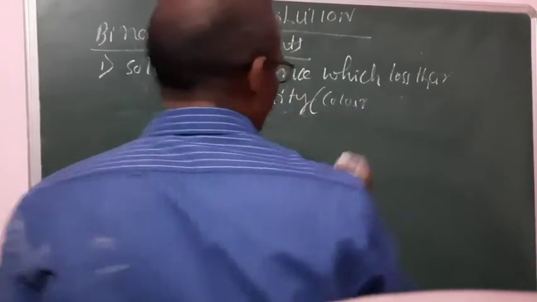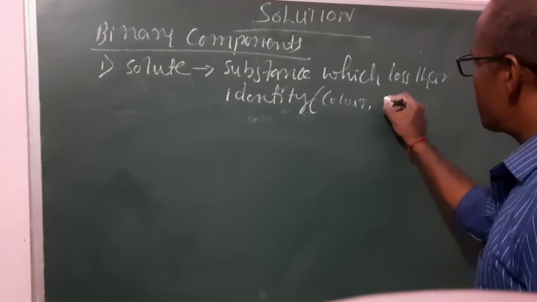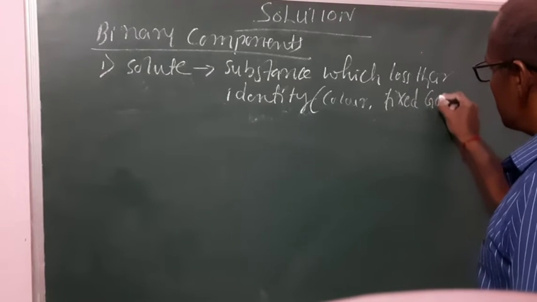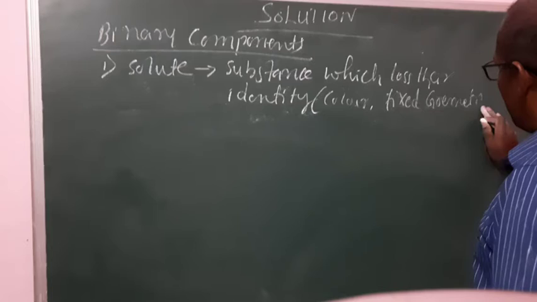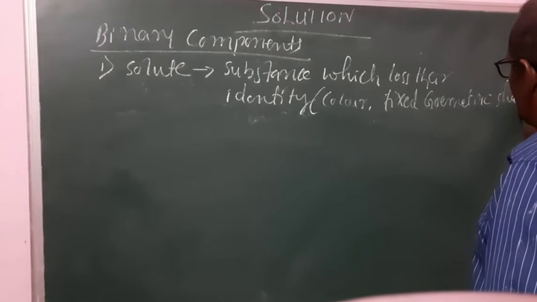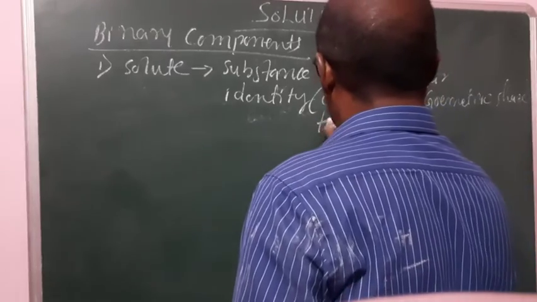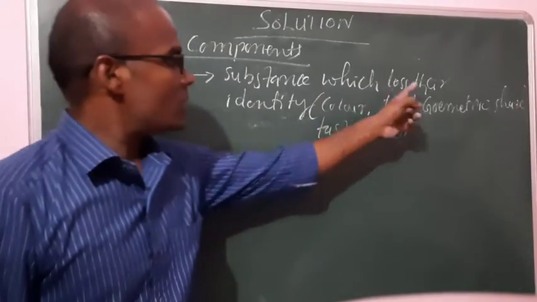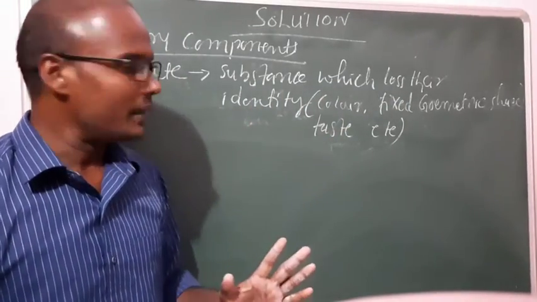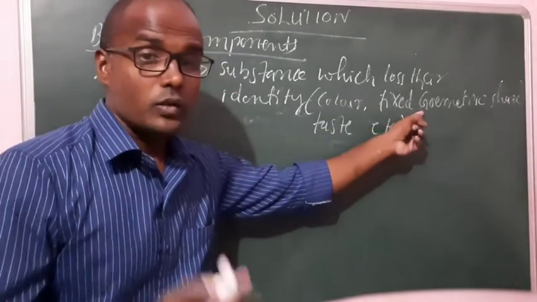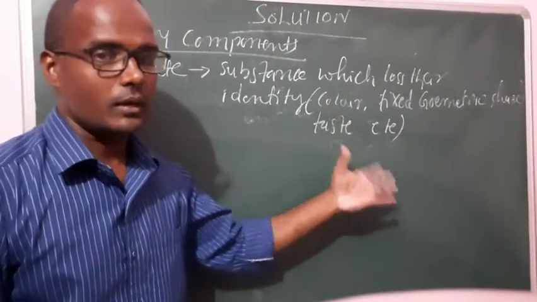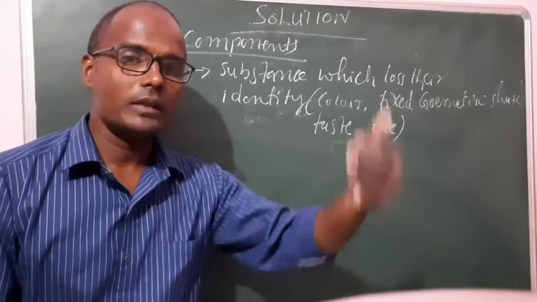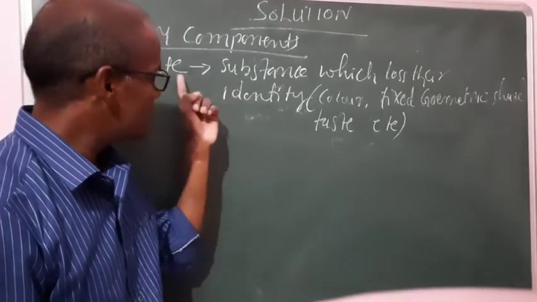color, or it may be the fixed geometric shape, or taste, etc. Substance which lost their identity. It means it may be color, it may be fixed geometric shape, or it may be the taste. Anything. So any substance which lost its identity when it combined with some other component, we call as a solute.